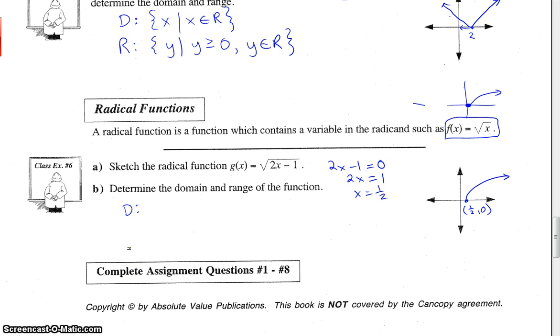So all possible x values, it looks like it really doesn't go left of 1/2, so it's going to be x such that x is greater than or equal to 1/2. And again, it's all real numbers for that line. Range, we don't have anything below the x-axis, but it continues going up from that 0, so y would be greater than or equal to 0. And y is all in the reals. And there we have it.